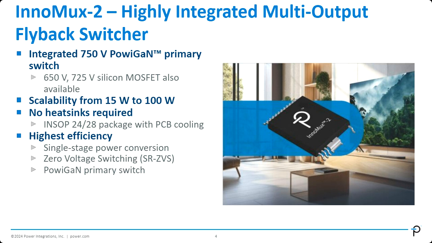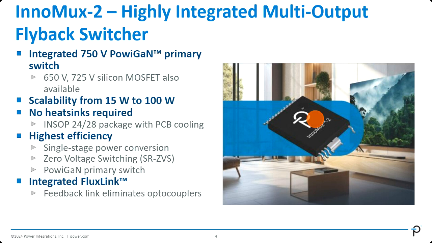We also, like I said earlier, use PowiGaN primary switch that has very low RDS(on), that ensures high efficiency, of course. We have integrated FluxLink inside the IC package, and FluxLink is a PI proprietary barrier crossing technology that sits across the primary and secondary side of the circuit. Basically, by having FluxLink, you don't have to use any optocouplers anymore. That increases system reliability and also reduces part count.